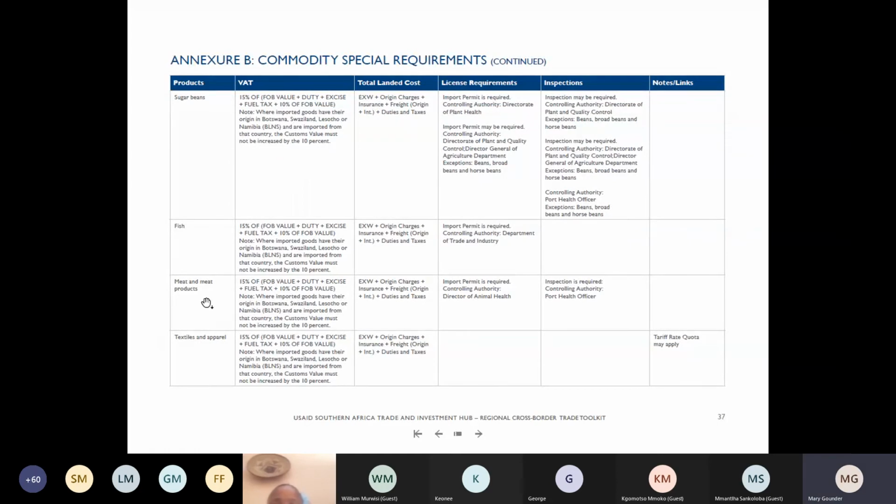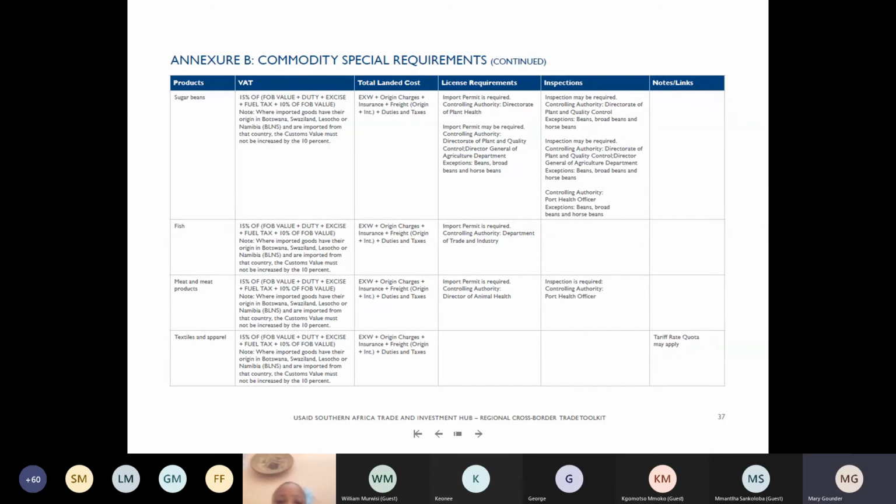So if you've got meat and meat products, you will be paying the 15% VAT. These are the types of costs you'll be looking at: your duties and taxes, freight, origin charges, insurance, exports. So depending on what your Incoterm is, the cost may change. An import permit is required, and the controlling authority is the Director of Animal Health. Okay, so I, as an importer, will need to get that import permit, and all meat that comes into South Africa is normally inspected.